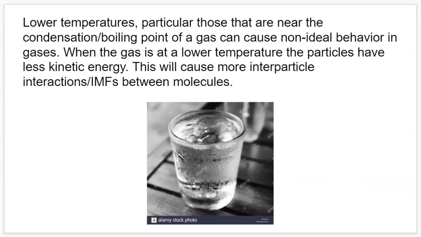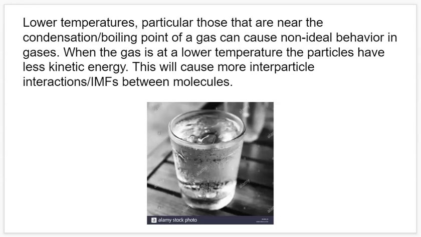So let's talk about lower temperatures. This is particularly those that are near the condensation or boiling point of a gas. So if you're cooling down the gas to the point where it starts becoming a liquid again, or it's starting to condense into small droplets, this is a condition in which you'll see lots of non-ideal behavior. And a lot of this has to do with taking your atoms and molecules and putting them into close vicinities to each other. We talked a lot about the differences between solid, liquid, and gas in terms of the space between the particles and their movement.